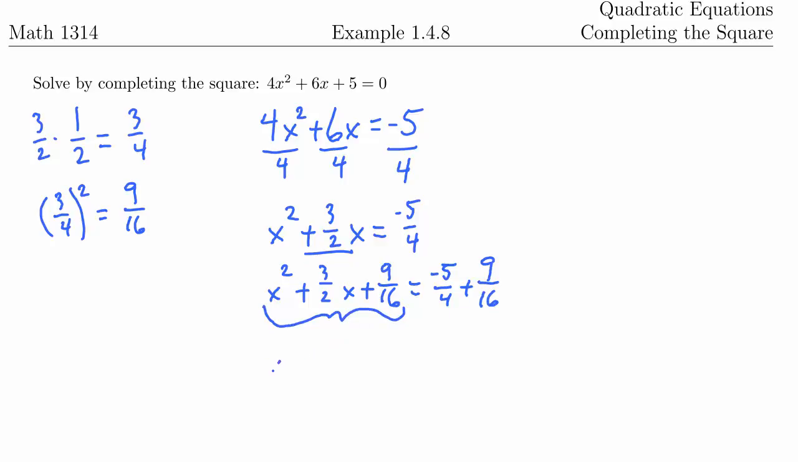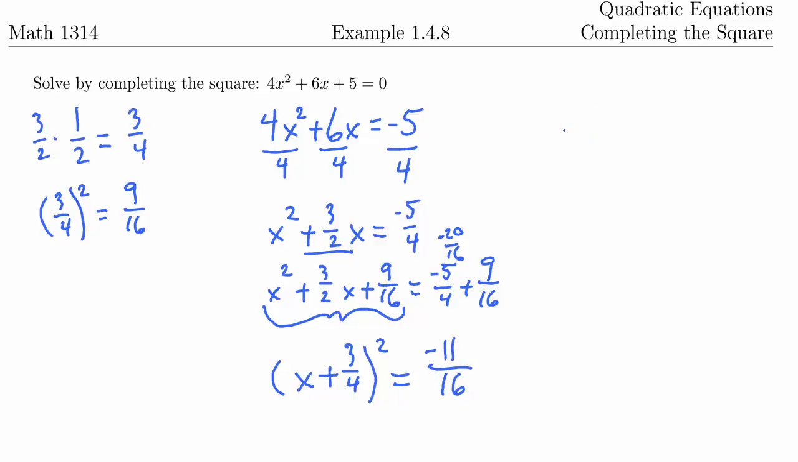These three terms will always factor into the same thing, so it's x plus 3/4 squared is equal to negative 5/4 plus 9/16. Common denominator of 16 means I need to multiply the first fraction by 4 over 4, so that's negative 20 over 16. So negative 20 over 16 plus 9 over 16, negative 20 plus 9 is negative 11 over 16.